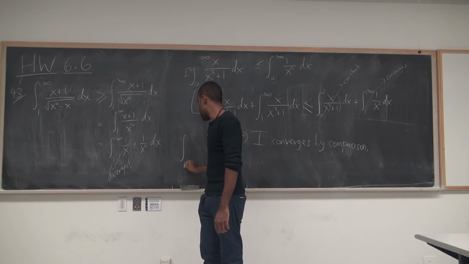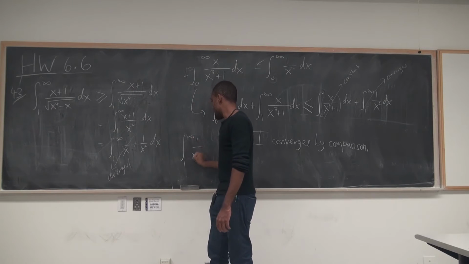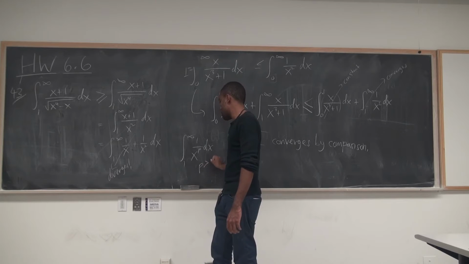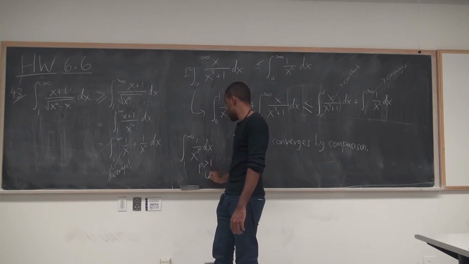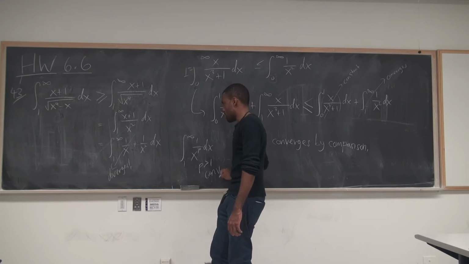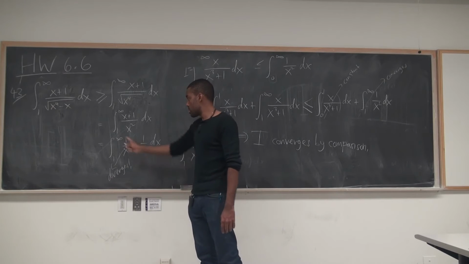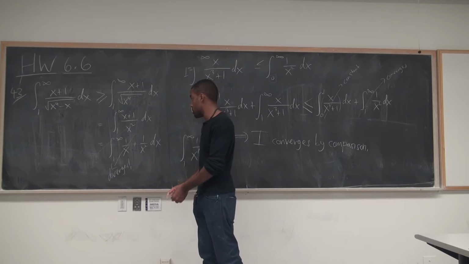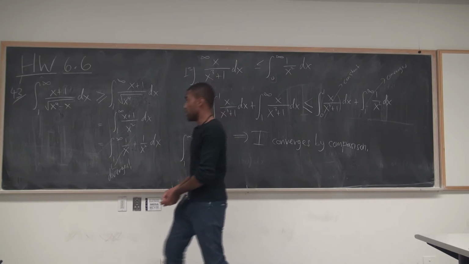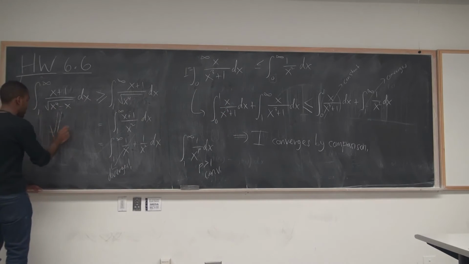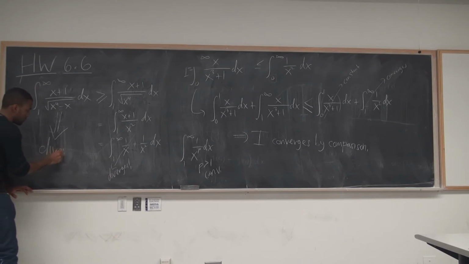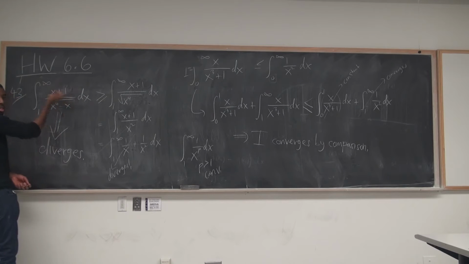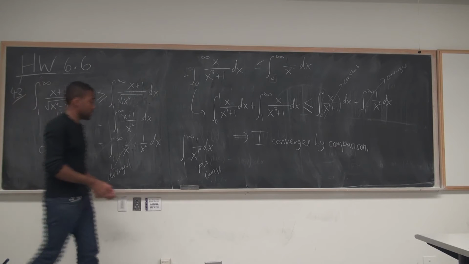Remember, we know that 1 over x to the p converges only if p is strictly greater than 1. Here my p is equal to 1, so this guy's going to diverge. This guy will converge, but that guy diverges, so the sum will diverge. So it means that this guy diverges, because I have the smaller guy diverging, it's going to push this guy to diverge.